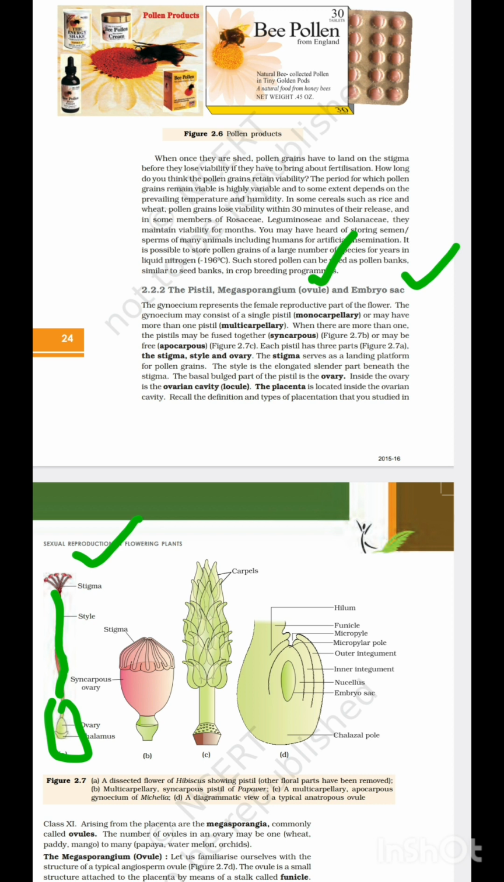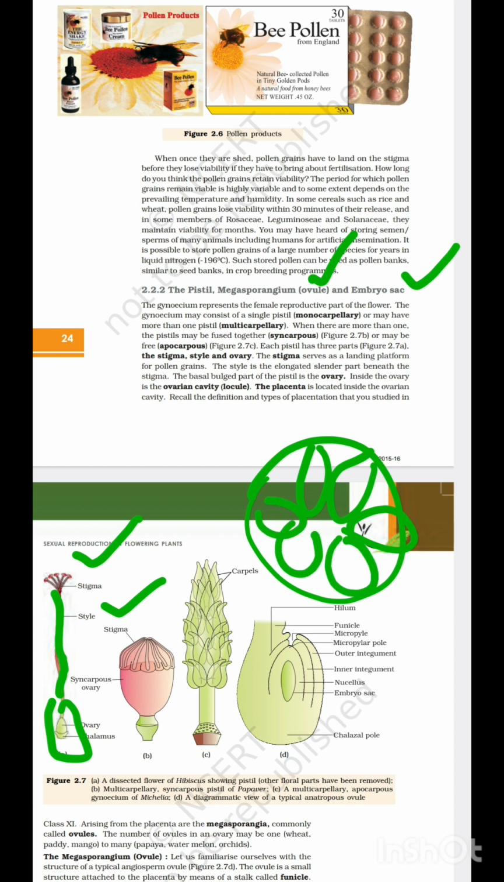Then the style is the elongated slender part, a landing platform beneath the stigma. So beneath the stigma a long slender style is present. Then the basal part, which is the ovary. Inside the ovary, ovarian cavity or locules are present like this.